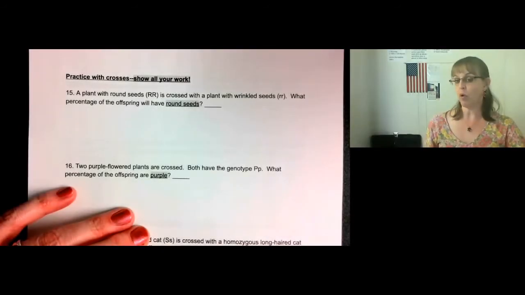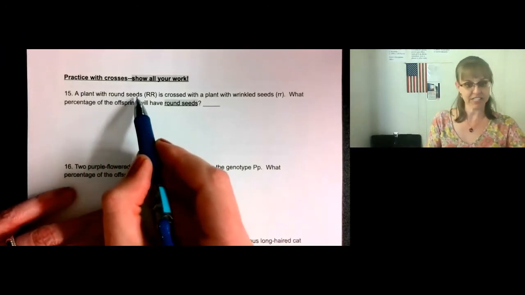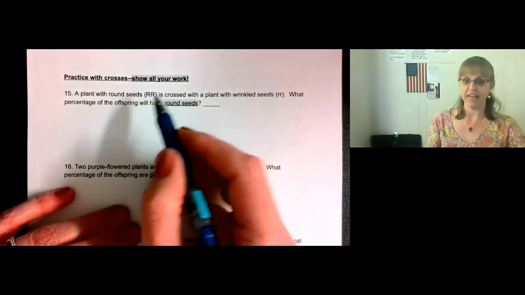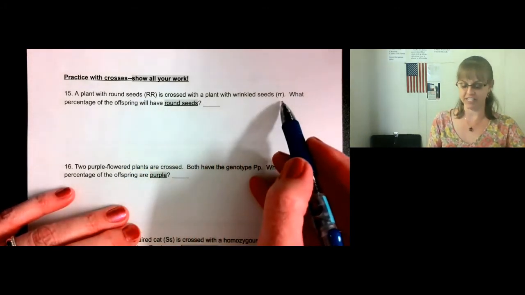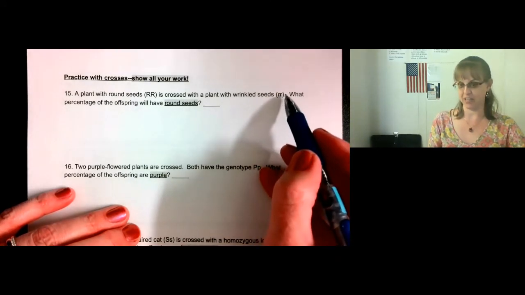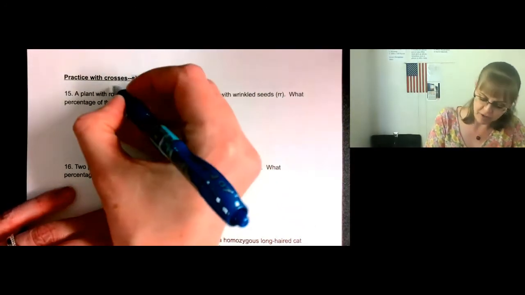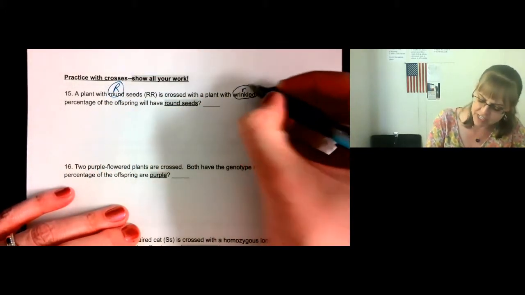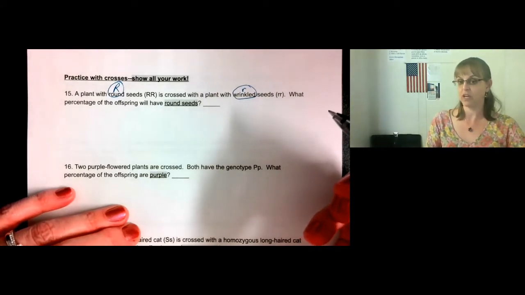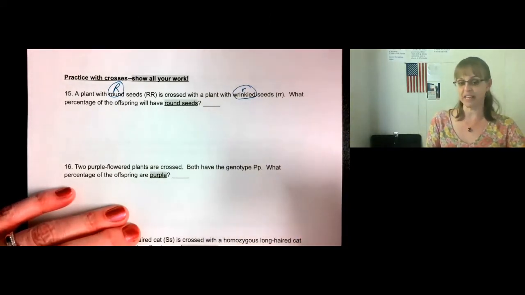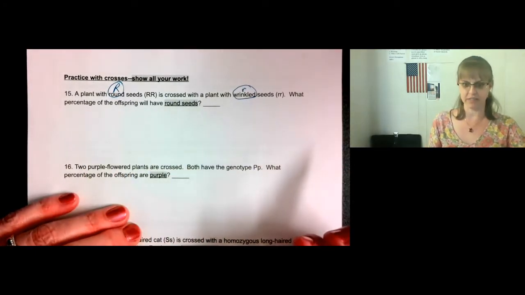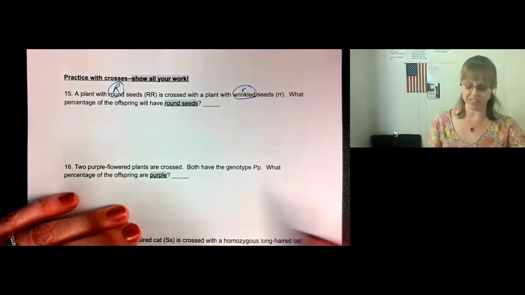So now we're going to do more practice with different traits. A plant with round seeds, both dominant round trait, is crossed with a plant with wrinkled seeds using the same lowercase letter. So I'm going to write a capital R over round and a lowercase r over wrinkled just so I keep myself straightened out. You don't have to show this unless you need to. What percentage of the offspring will have round seeds? I can't do that in my head. I need a Punnett square.